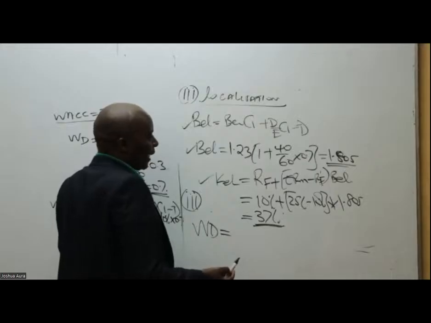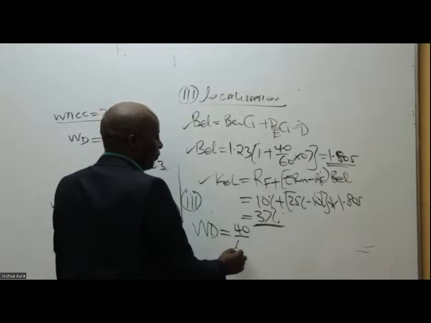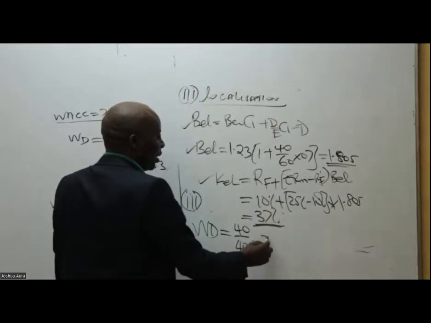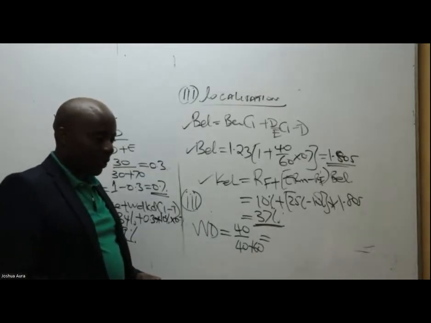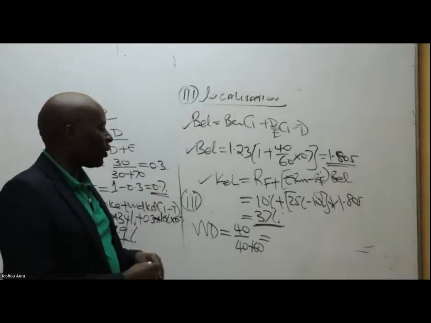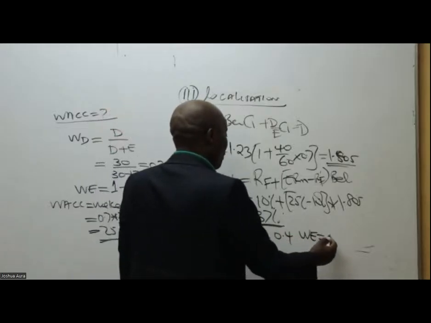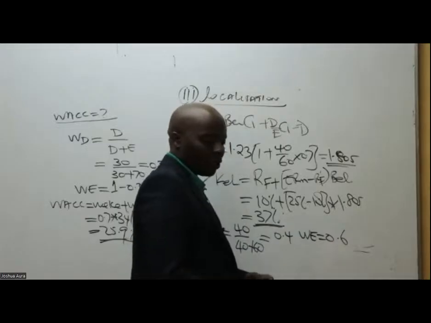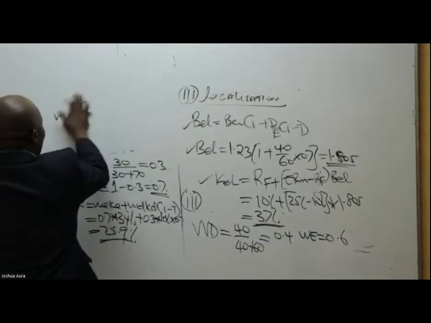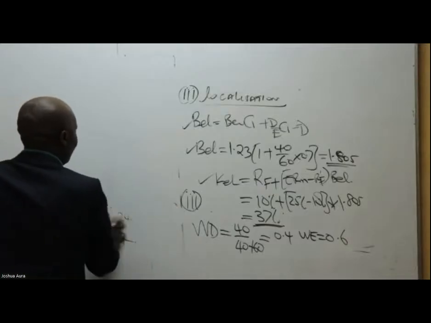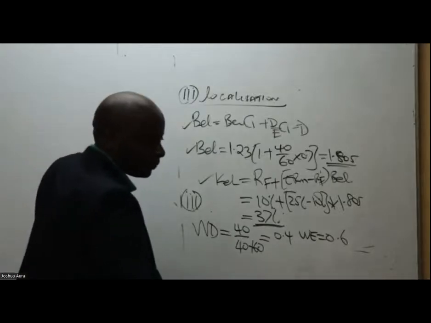So weight of debt, this is 40 over 40 plus 60. So weight of debt will be equal to what here, somebody? The weight of debt, because it's 0.4. Thank you very much. And if debt is 0.4, then weight of equity will be 0.6.